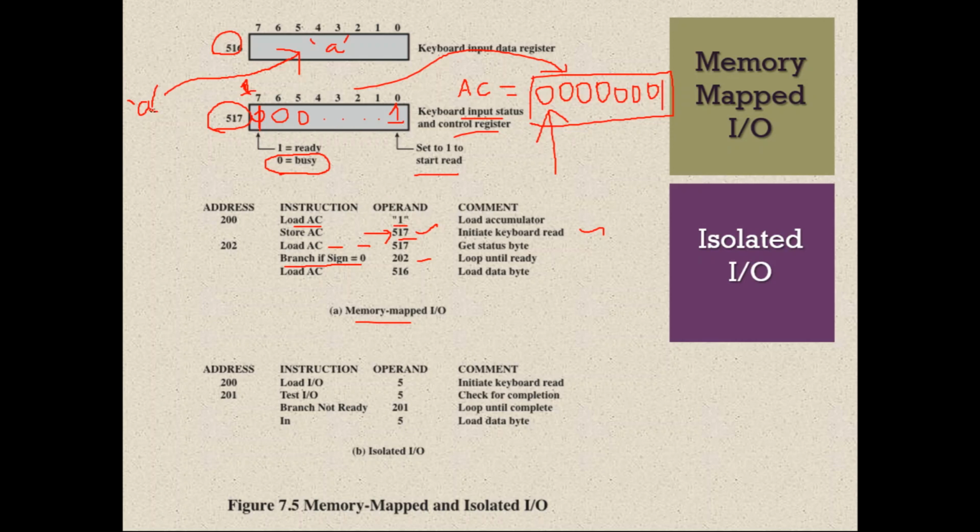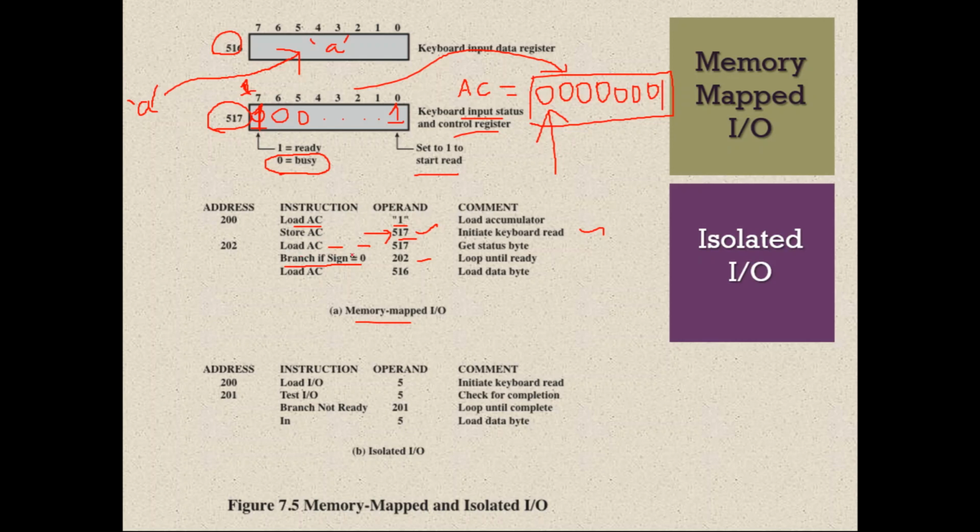Now the user has pressed A and A has come to the data register. Once A came to the data register, this most significant bit will be made 1, because some data is available, that is, data is ready to read. Okay, so this bit will be set, right?